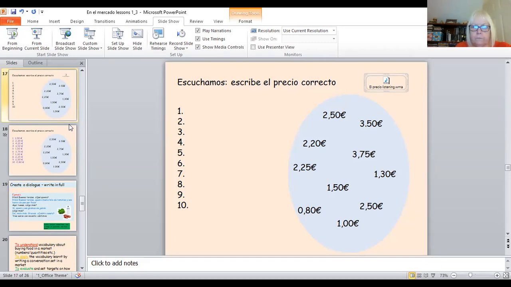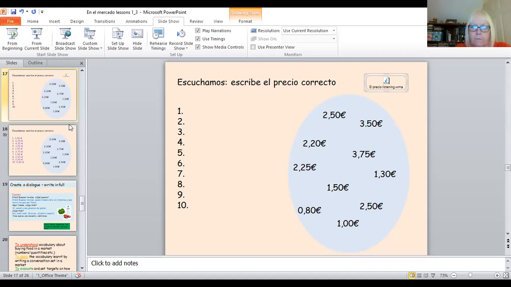Ah, ¿Cuánto cuesta? €1. Okay, número uno is €1. And the question the person asked was ¿cuánto cuesta? Which means how much does it cost? ¿Cuánto cuesta? And the answer this time was €1.